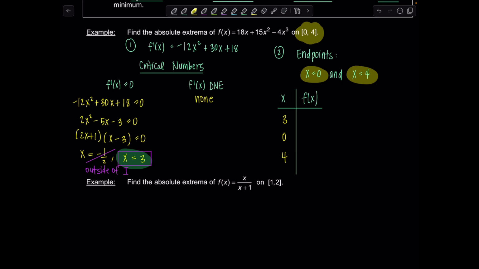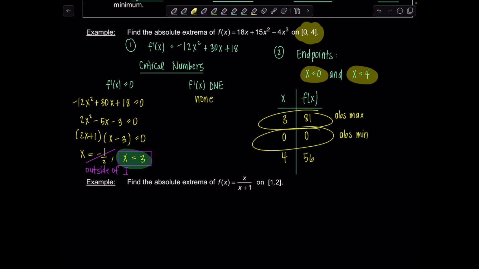So f of 3, I did it for you already because it's so annoying. Plug it in here, okay? F of 3 is 81. F of 0 is 0. F of 4 is 56. And then from here you just go, oh, there's my absolute max, and there's my absolute min. Just look at the function values, the y values.